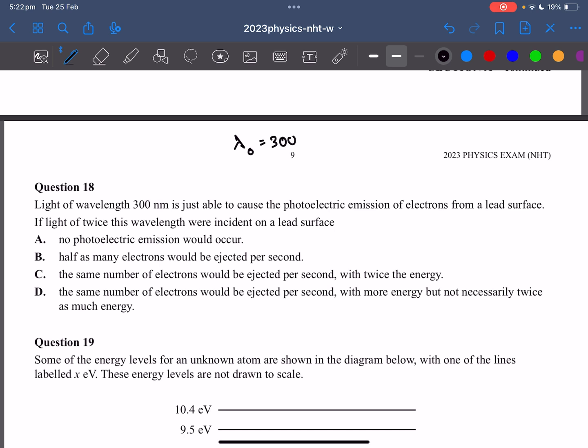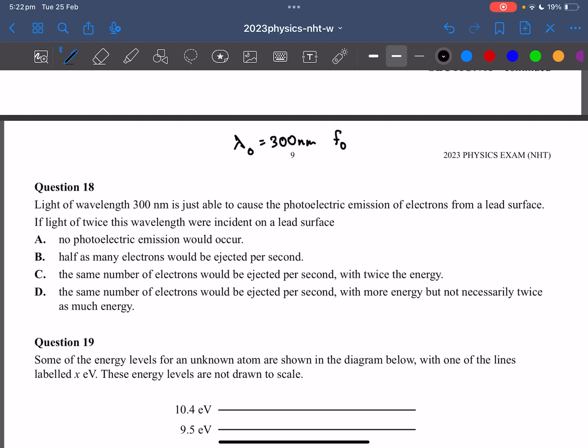Is equal to 300 nanometers, and it corresponds to a threshold frequency. And since it's met, photoelectric emission is occurring. So what happens if the wavelength is twice?